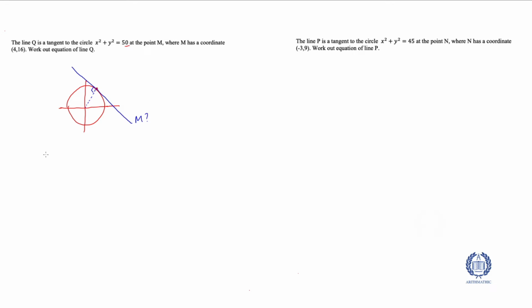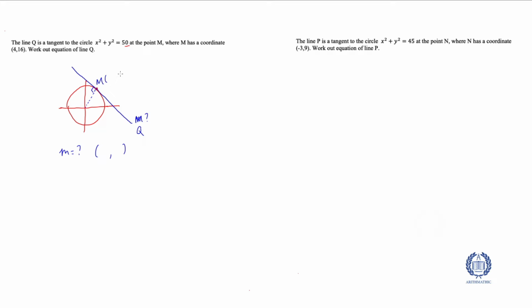If you haven't watched how to find equations of lines, I'll put that in the link below. You need to go and watch that first, or else you're not going to be able to do this. Essentially, when you want to find the equation of a line, you need two things: one is a gradient, and the other is a coordinate. You know the coordinate because, sorry, this is not M, is it? This is line Q. Find the equation of line Q, and this is my point M.